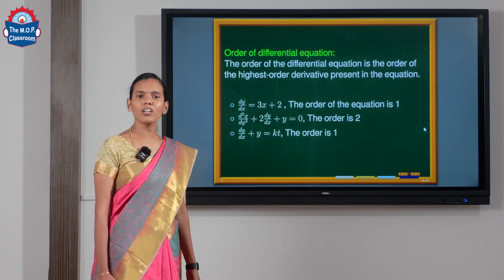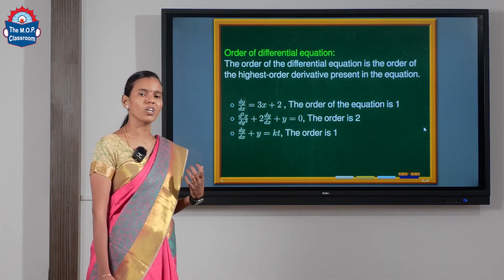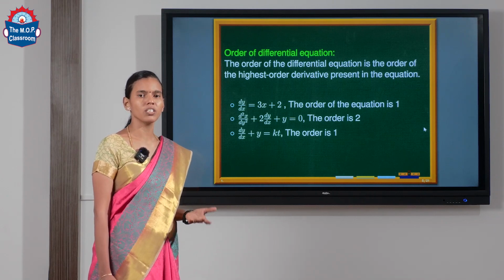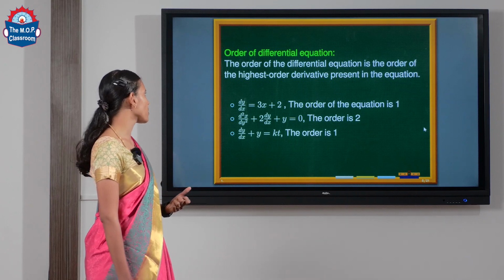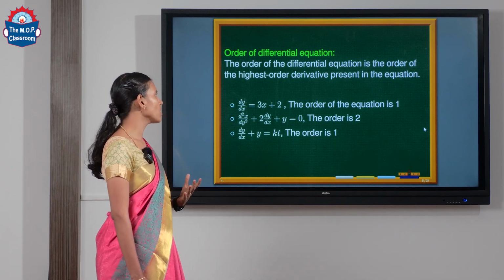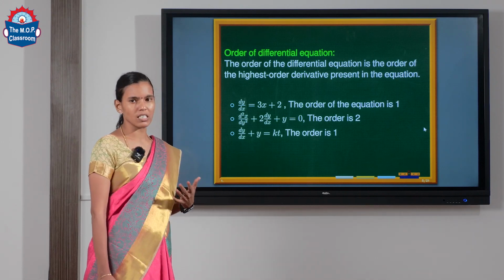The next one is order of differential equations. When we write a differential equation, we need to find the order of that particular differential equation and the degree of the differential equation. Coming to the definition, the order of a differential equation is the order of the highest order derivative present in the equation.